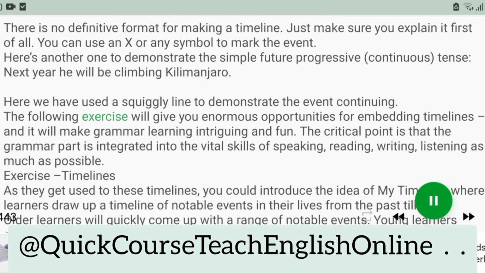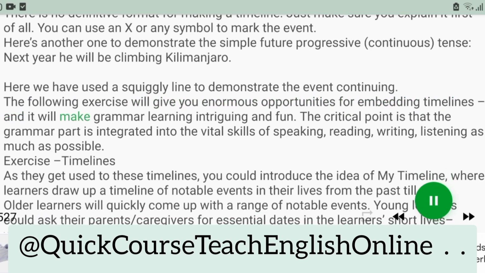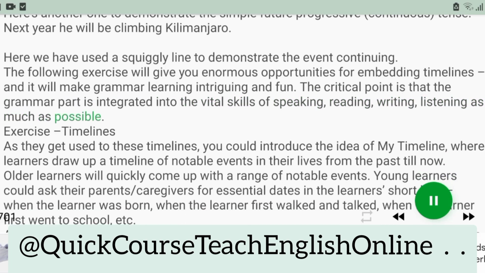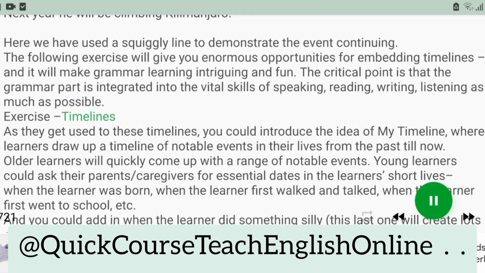The following exercise will give you enormous opportunities for embedding timelines, and it will make grammar learning intriguing and fun. The critical point is that the grammar part is integrated into the vital skills of speaking, reading, writing, listening as much as possible. Exercise timelines.